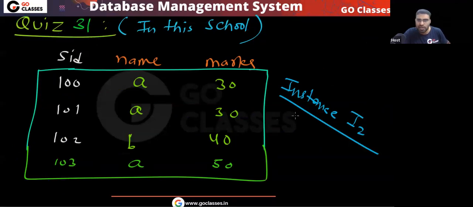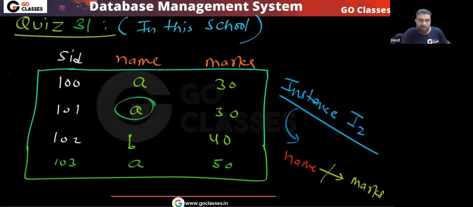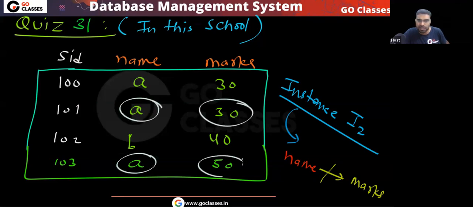Now you can notice in this instance, name does not imply marks. Is this clear? Look at this instance. Name does not imply marks. Here you have the same name, but you have different marks. Name is the same, but marks are different.